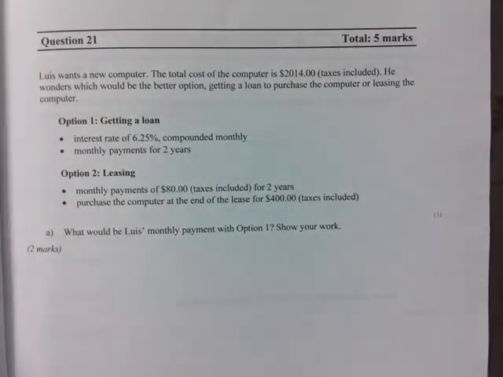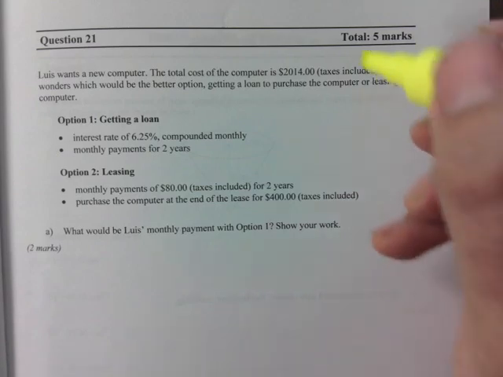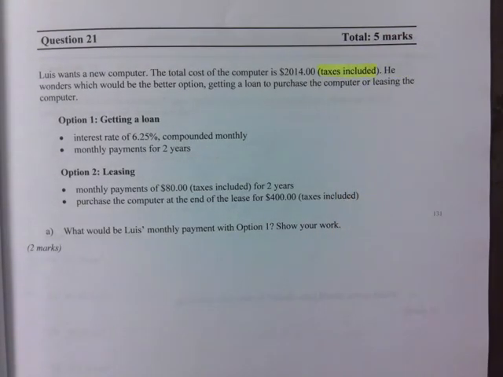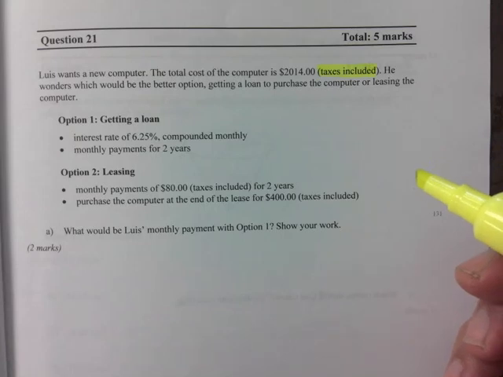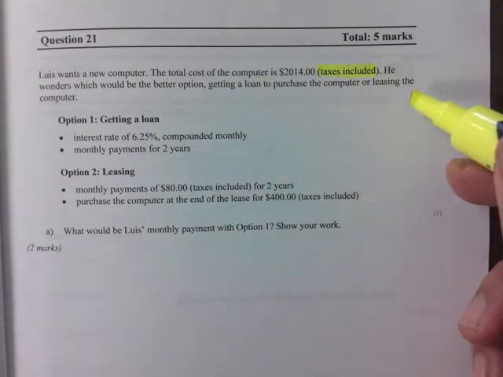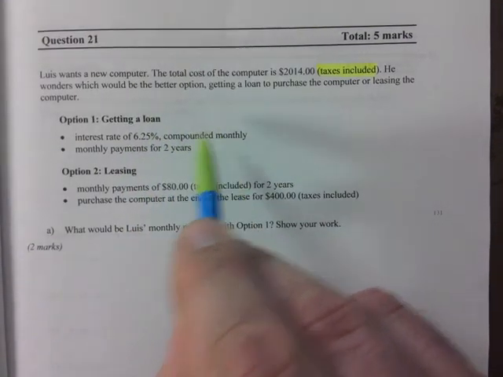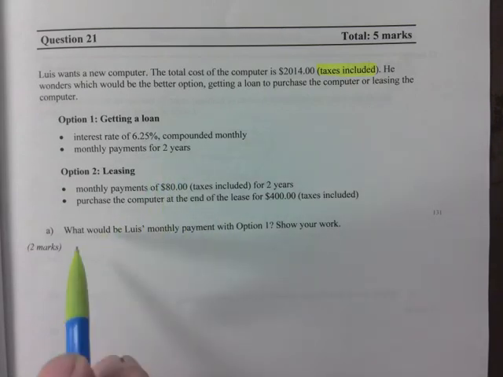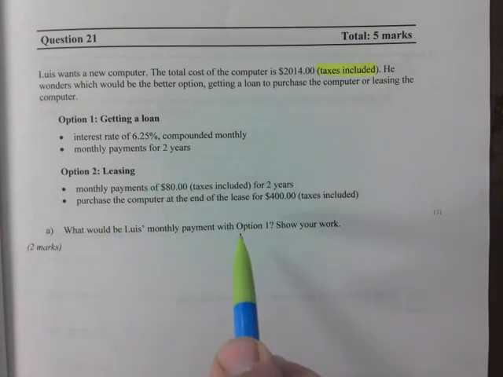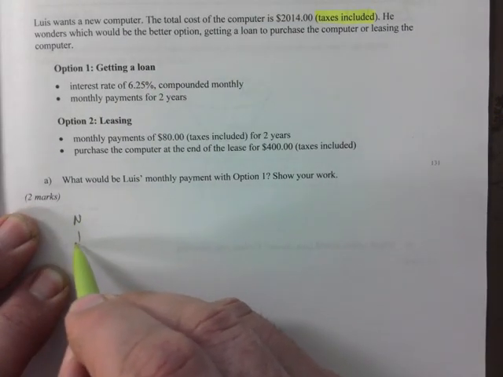Question 21. Louise wants a new computer. Total cost of the computer is $2,014. Taxes included. Read this carefully, okay? Taxes included, so you don't have to add taxes. Wonders which option is better, getting the loan to purchase a computer or leasing. So option 1 is getting your loan, interest rate, compounding periods, and how long, for 2 years. What is Louise's monthly payment with option 1? So let's do that. We'll do the TVM solver.